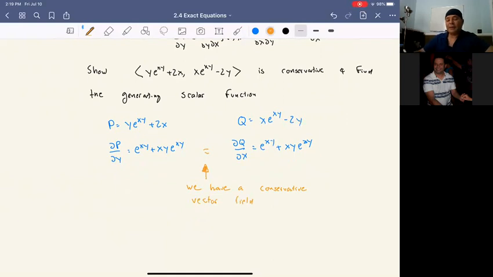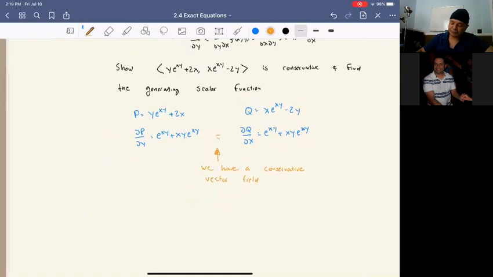Now we're going to go back to P and Q and find the generating scalar function.